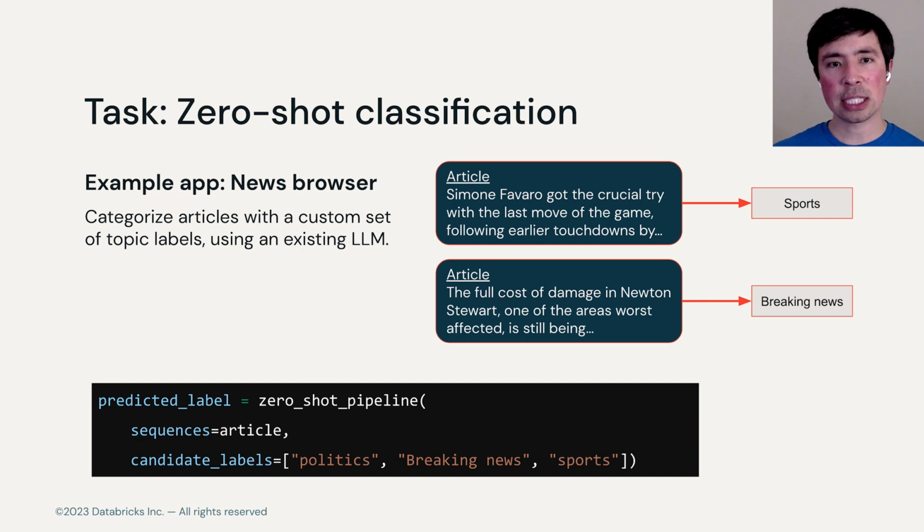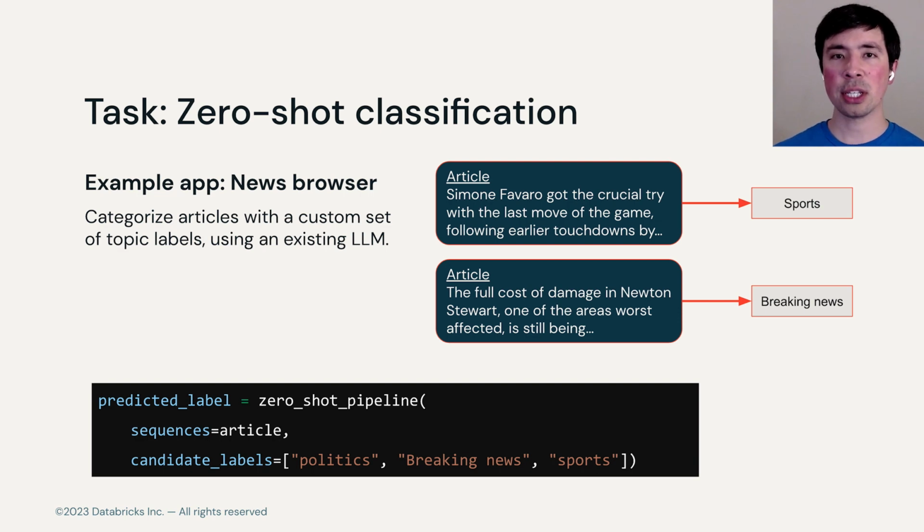The next task we'll look at is zero-shot classification. A good example of this might be, say, I have a news browser, and given news articles, I want to categorize sports, breaking news, politics, and so on. Now, I don't want to retrain a new model every time I change my categories. I want to use an existing model.